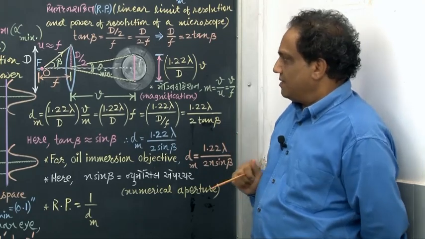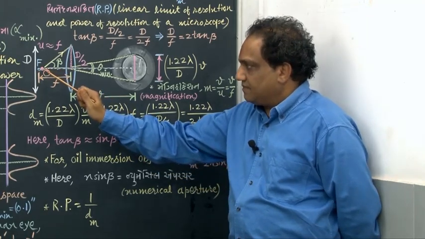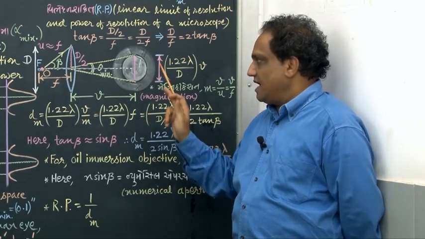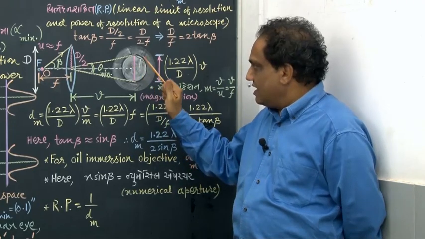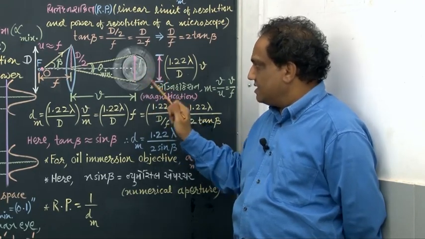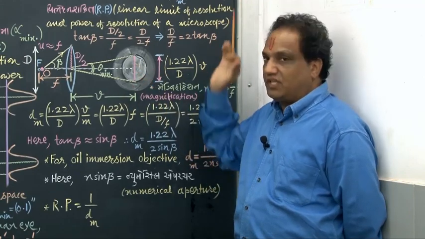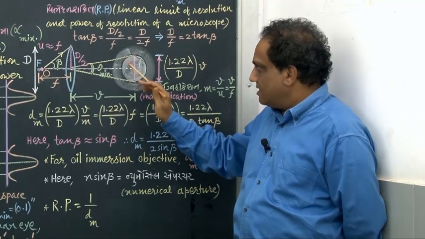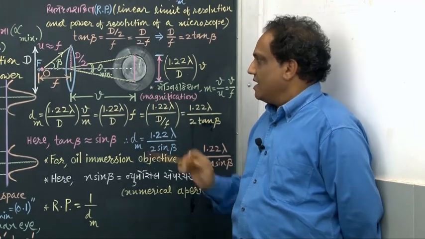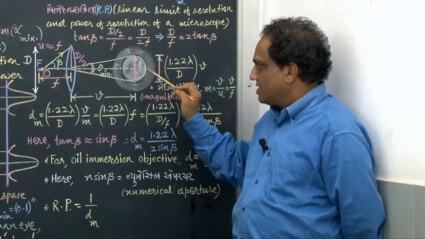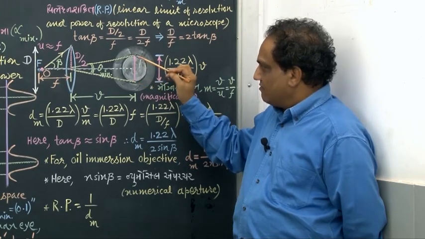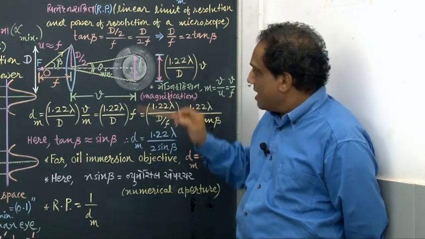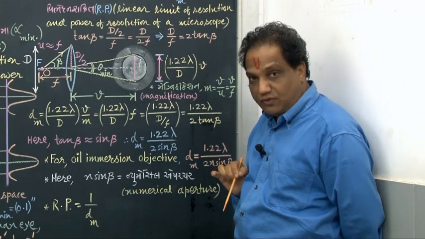Correct? Now tell me, if you place one object, then naturally you will have one image. And then in that diffraction pattern, this is Airy's disk and this is Airy's ring. You can have more than one ring also. Here I have shown only one ring. You know this one is nothing but the central maximum, correct? And this much will give you the width of the central maximum. And that width of the central maximum, let us find out.